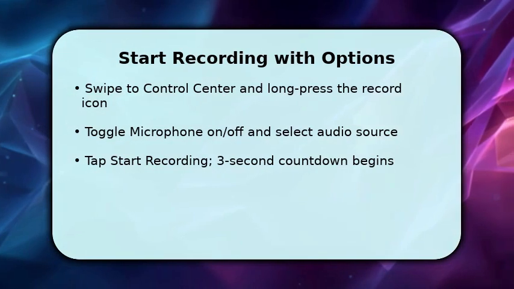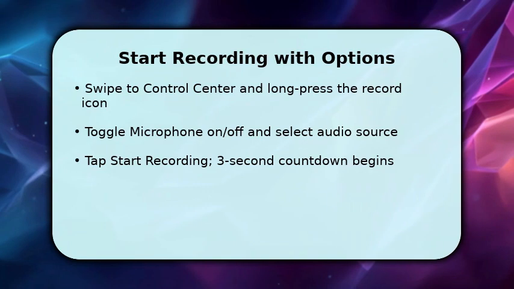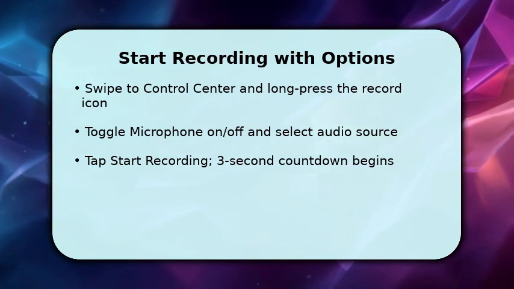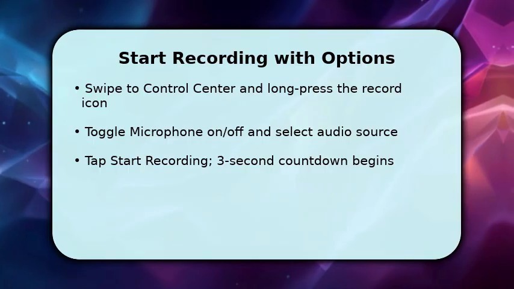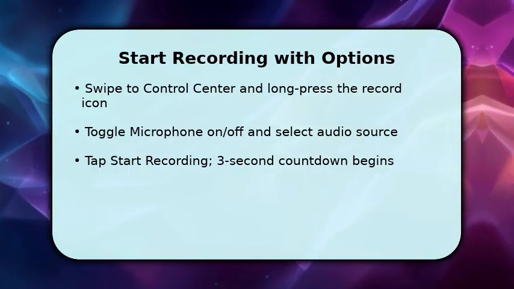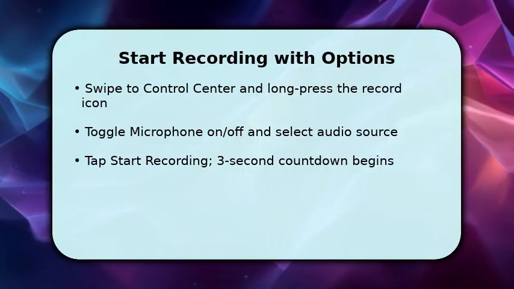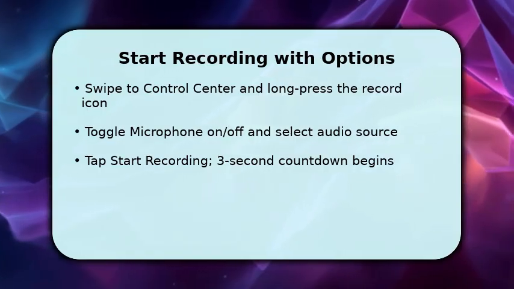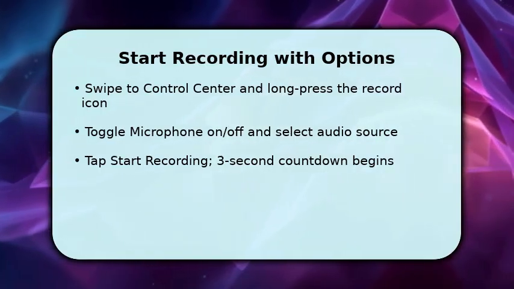You swipe down from the top right to open Control Center and long press the screen recording icon to reveal options. This step gives you control over audio. Toggle microphone on if you need commentary, because internal audio versus external makes a big difference in clarity.